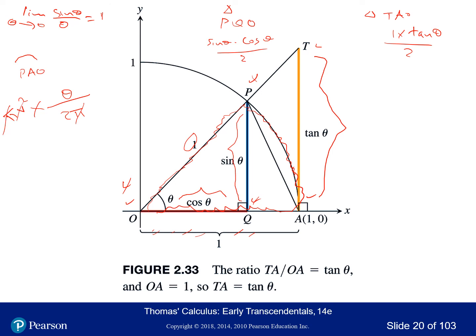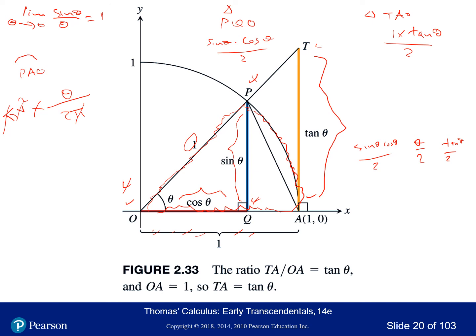So I have 3 areas. Now let me go ahead and write down the 3 areas. The first area, we said it is tan theta over 2. The second area is the middle one, the sector, which is theta over 2. The third area is the smaller triangle, which is sine theta cosine theta divided by 2. Now, which one of the 3 is the largest?